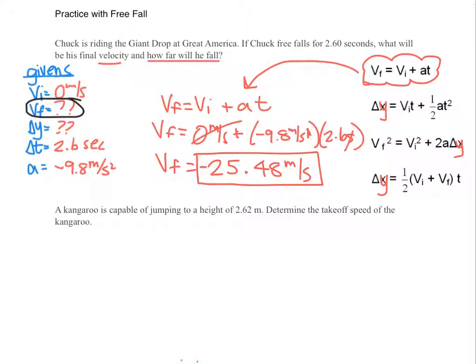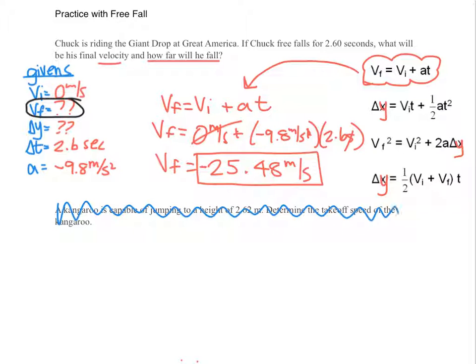Why would that make sense? Why is it okay that we got a negative number? Well, we know that Chuck is riding and he's dropping. So we know that he's going to be moving downward, and we're going to consider downward negative. And so that's why it's okay that we got a negative number for our final velocity. Okay, so we're going to cross out this problem because we're not solving that.